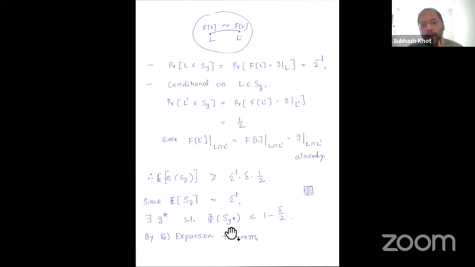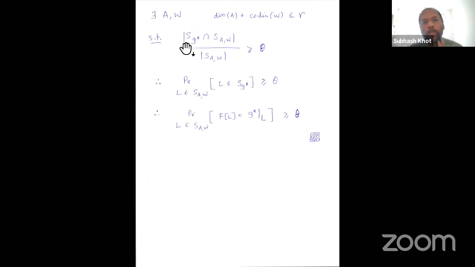Okay, and now once I have a set S sub G star whose expansion is bounded away from 1, I can just use my expansion theorem, right? Which states that whatever this set is, it must have constant density inside one of these specialized sets called S sub AW. So using the expansion theorem, there is some A and W whose dimension plus codimension is at most R, such that the set S sub G star has constant density inside this specialized set S sub AW, the density being at least theta. Okay. And then that's it.